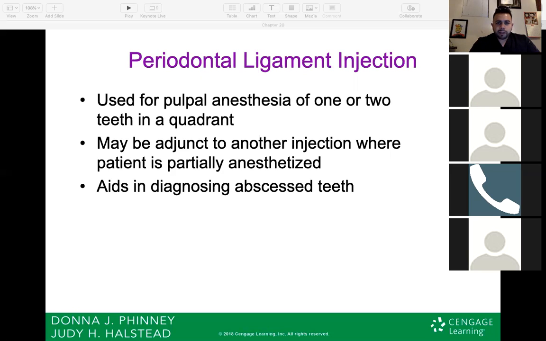So if we did a periodontal ligament injection and it effectively gave pulpal anesthesia to whatever teeth were in question, and those teeth were numb, then we know that it's probably not an abscess tooth. That's probably something around the gingiva that's causing patients pain.